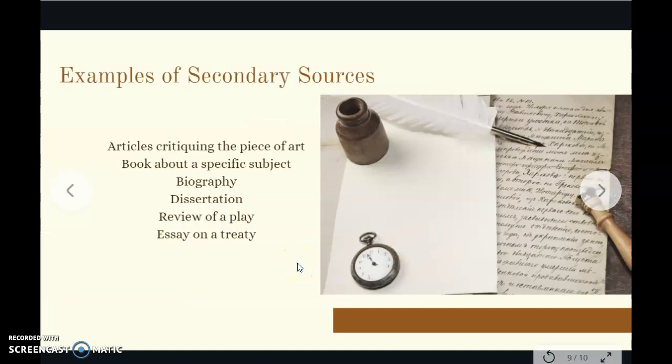Secondary sources are things like articles critiquing that piece of artwork, books about the specific subject, as I covered. Biography is considered a secondary source, unless that biography is written specifically by the person himself. Then it kind of gets into the primary source as a secondary source nature. Dissertations are considered secondary sources. This would be theses or dissertations because they are using primary sources to interpret and thus discuss. So therefore they are considered secondary sources. The review of that play or ballet that you've gone to is considered a secondary source. And then writing an essay about that treaty is considered a secondary source because you're using a primary source to write it. So let's go back.